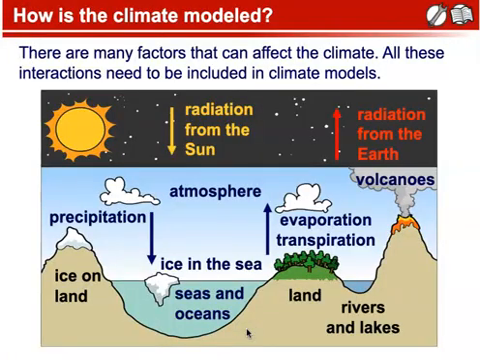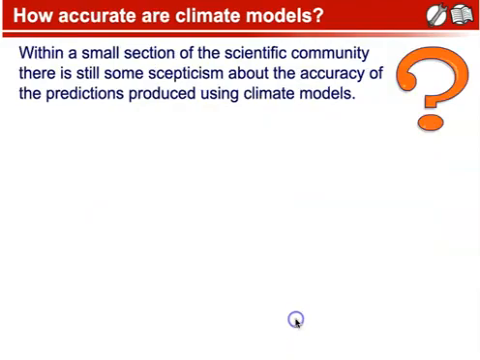So how is the climate modeled? There are many factors that can affect the climate. All of these interactions need to be included in climate models. Things like radiation from the sun and radiation from the Earth should be accounted for, along with precipitation, ice in the sea, the effects of seas and oceans, the effects of land, as well as rivers and streams and volcanoes and other variables that we don't have controls over.